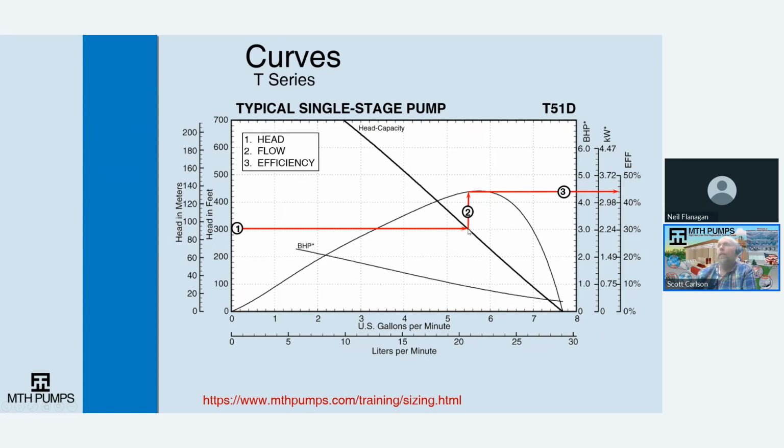So a lot of times when you choose a regenerative turbine over a multi-stage centrifugal, you end up with a much lower horsepower motor. So it's physically using less electricity to run the motor than a multi-stage centrifugal would be.